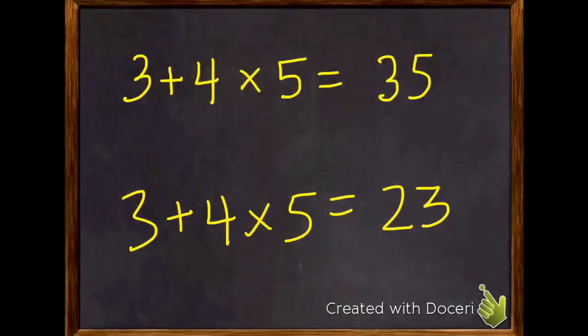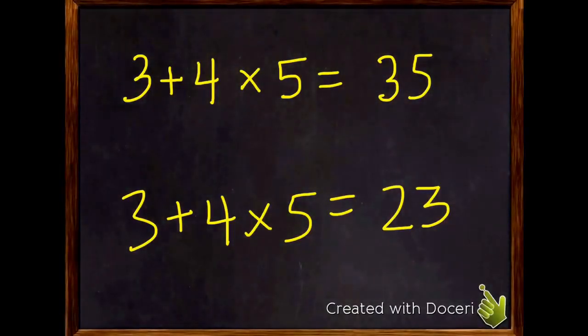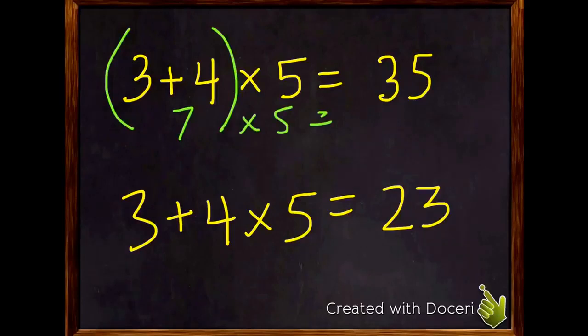Alright, now we are looking at order of operations, and today our job is to insert parentheses to make this math problem true. So we need to figure out a way that 3 plus 4 times 5 can give us 35, and we need to do so by inserting parentheses. So quick fact check, 3 plus 4 is 7. 7 times 5 gives me my 35.